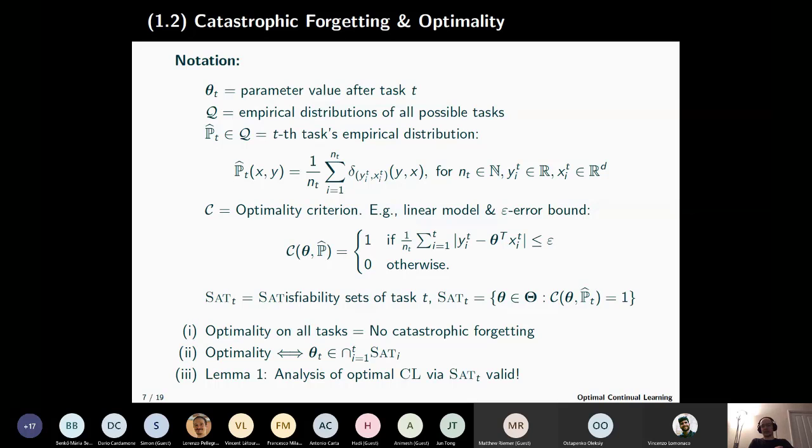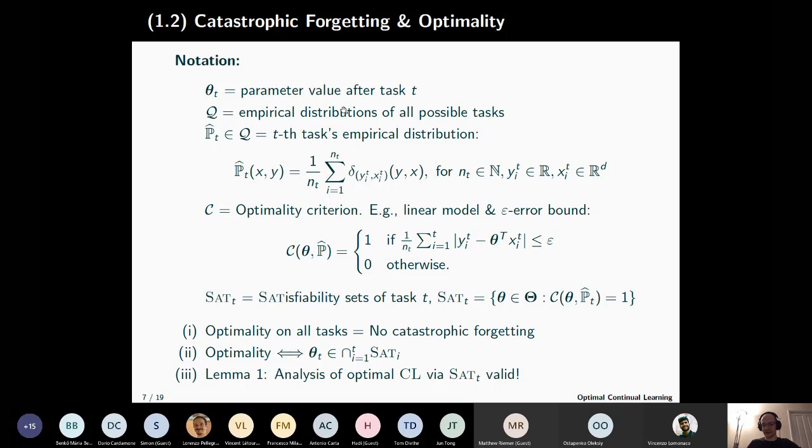Okay, and just in order to stick a bit with the notation, theta t will always refer to the parameter value or the model that you select after you've observed t tasks. So ideally you would want theta t to perform well on tasks 1, 2, 3 up until t. Calligraphic Q, that's going to be the set of tasks you can encounter, which of course in practice will be unknown to you, but because we need the mathematical device, we just specify a set of distributions.